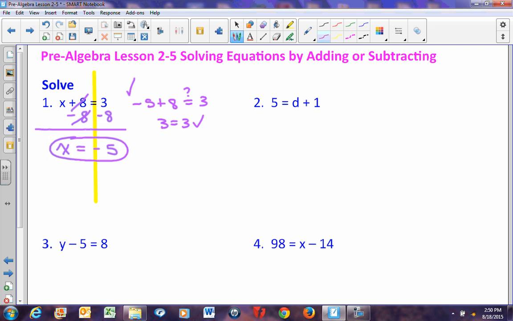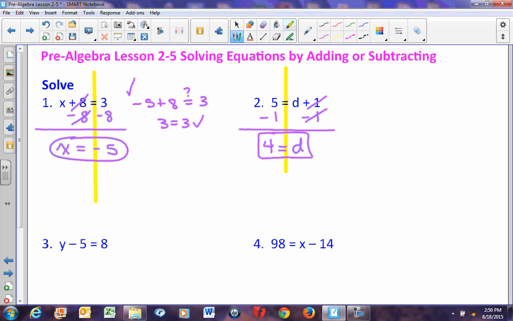5 equals b plus 1. Again, I'm going to separate one side of the equation from the other. If you look at your equation, 1 was added to b. The opposite of adding something is subtracting it. So I'm going to subtract 1 from both sides of the equation. Positive 1 and negative 1 becomes 0, so that becomes b. 5 minus 1 is 4, so b equals 4. And 4 plus 1 does equal 5, so that checks.